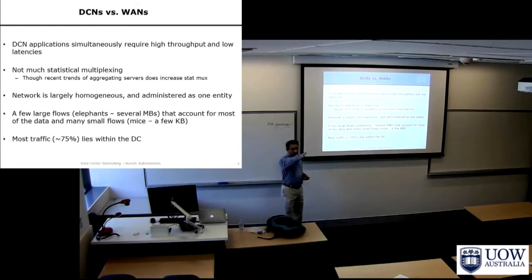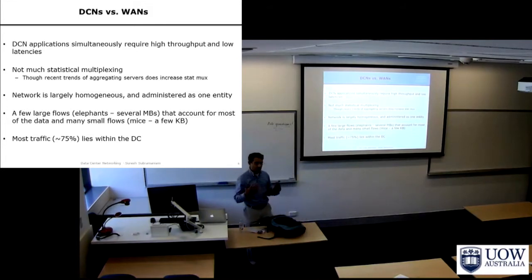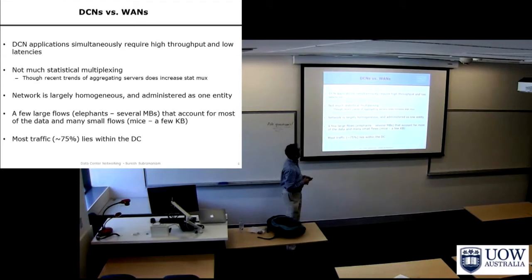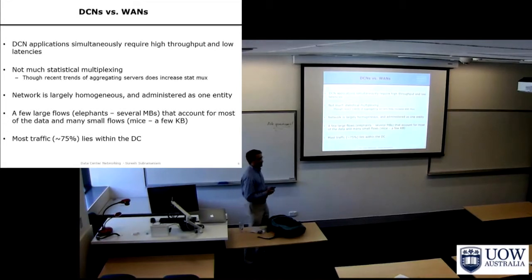And there are some things that are used in the internet that do not happen in a data center network. For example, there's something called statistical multiplexing, which can be taken advantage of in a wide area network, and that is not seen much in a data center network. On the other hand, on the positive side, data center networks are largely homogeneous. That means they are pretty similar looking. All of the servers are usually from the same vendor, and the networking equipment is also usually from the same vendor. So there's a lot of homogeneity in data center networks.